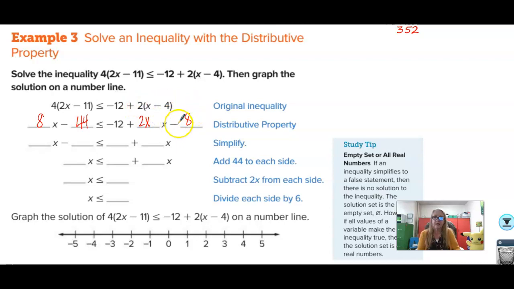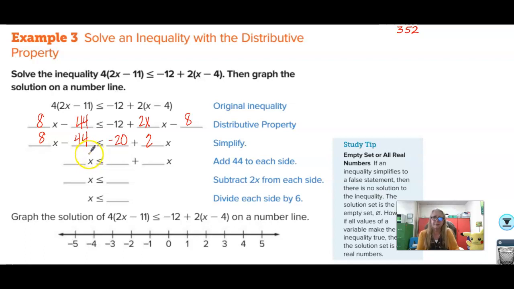Okay? Now they want us to simplify. They want us to combine the like terms on the right-hand side. We have a negative 12 and a negative 8. On the left-hand side, nothing really simplifies, so we're just going to keep that the same. But over here, we're going to have negative 20 plus 2x. Okay? And now we need to get all of our x's on one side.